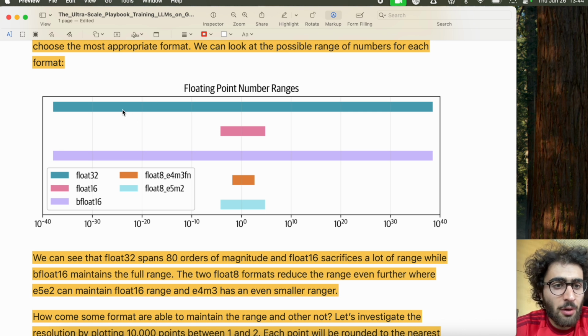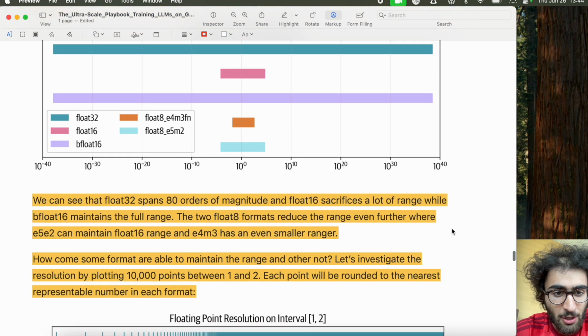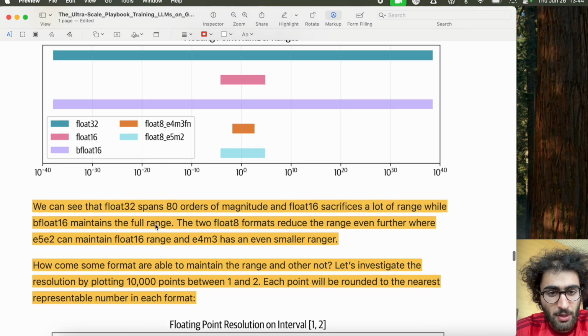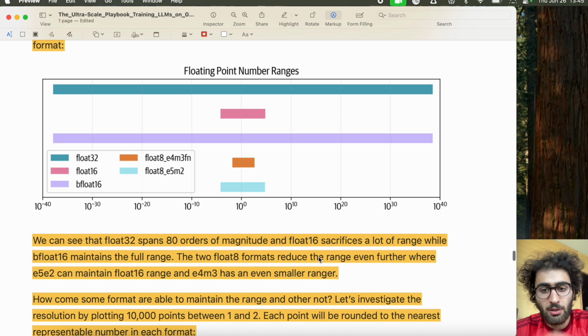So we have the dynamic range here, which for float32 and bfloat16, the purple and the turquoise, I'm not sure what color that is, is from 10 to the negative 40 to 10 to the 40. That is quite a large dynamic range, 80 orders of magnitude, and float16 sacrifices a lot of range while bfloat16 maintains the full range. The 2 float8 formats reduce the range even further, where E5M2 can maintain float16 range because it has the same exponent as float16, and E4M3, which is this one, has an even smaller range.